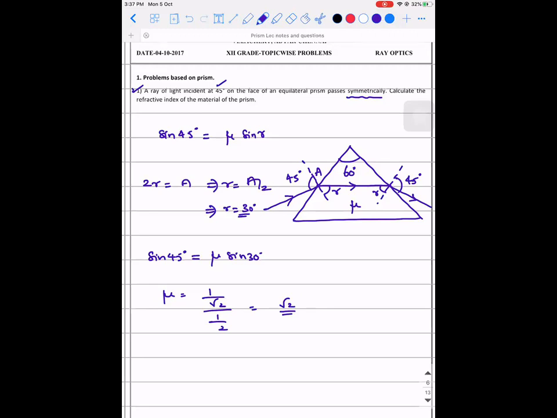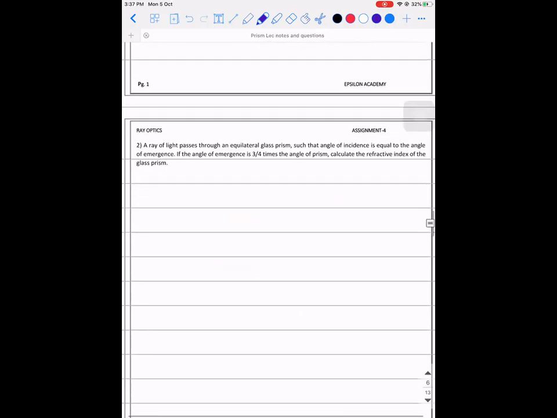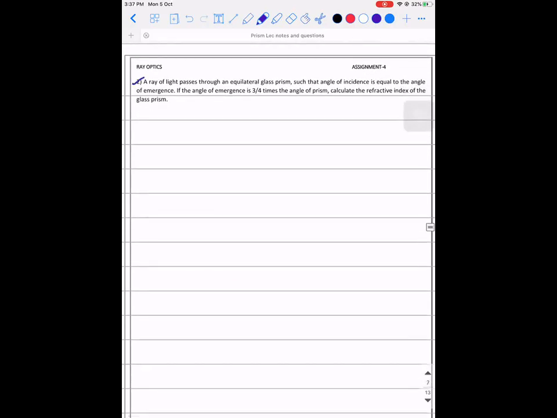Those who have already solved this can verify. So I'm going to the next problem. Listen. Second one is, a ray of light passes through an equilateral glass prism such that the angle of incidence is equal to the angle of emergence. So if you take the solution, what is given? I is equal to E. If the angle of emergence is 3 by 4 times the angle of the prism, if E is equal to 3 by 4 times A, calculate the refractive index of the glass prism.